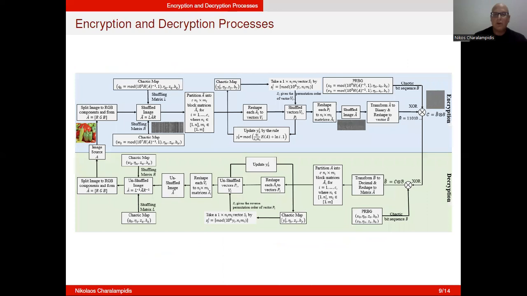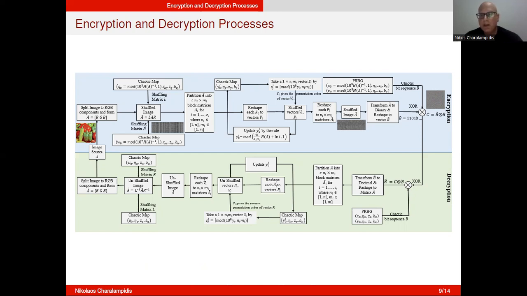The encryption consists of three parts. The first part, we have our image source. In this particular case, we have the pepper bells image. And then we take this image and we split it to RGB components. So we obtain the A hat matrix.